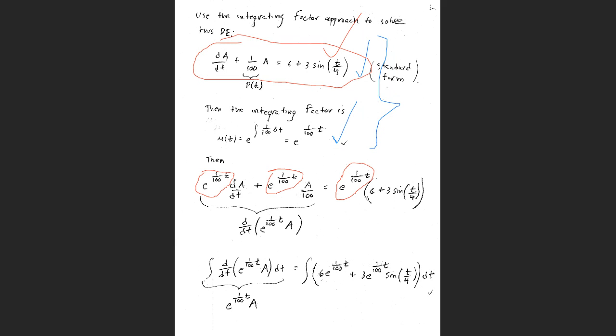And then the left side of the differential equation can be expressed as d/dt of the product e to the 100th t times A. If you take the derivative of this product of these two functions, e to the 100th t power times A of t, using the product rule, you will get this here.